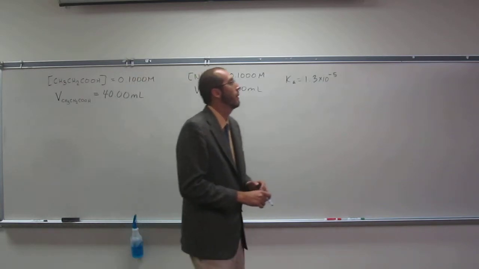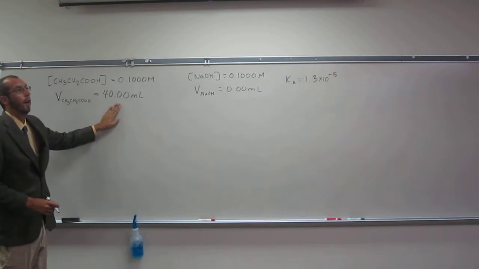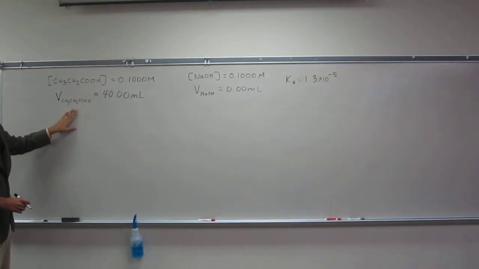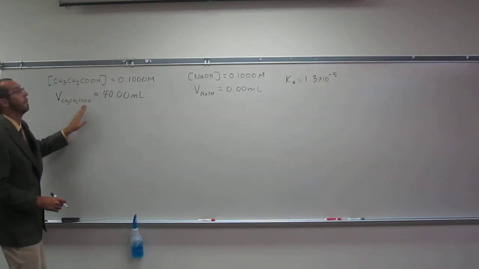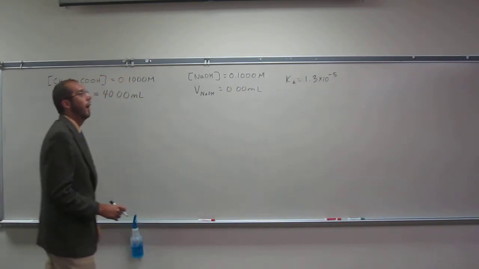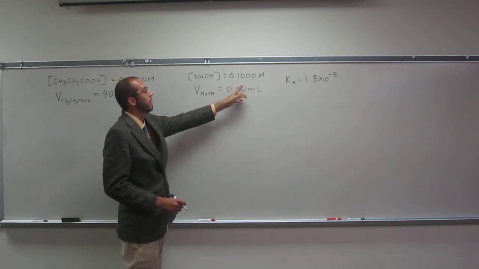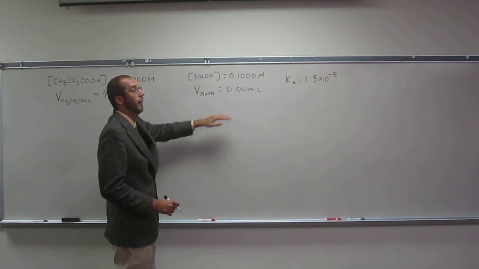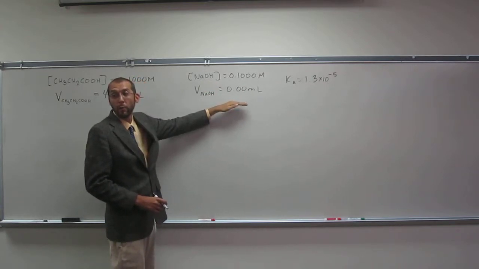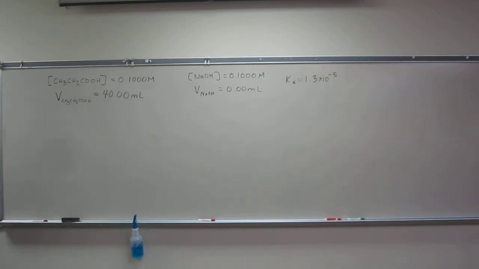So it says calculate the pH during the titration of 40 mL of propanoic acid. The Ka of it is 1.3 times 10 to the negative 5th after the following volumes of 0.1000 molar NaOH is added. And this first one is 0 mL, okay? So since there's no mL of hydroxide being added, this is just like doing a weak acid solution problem, okay?